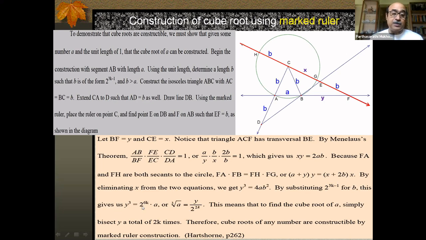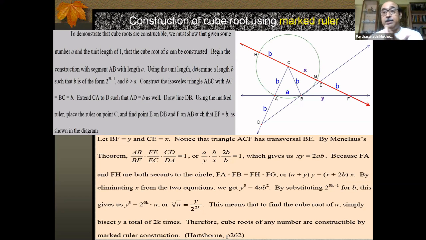We're taking the cube root of that. So power is 6k here. So what you get is this. That's the cube root of a. Y is a known length from this construction. And what this suggests is that it has to be bisected 2k times. So y is to be bisected 2k times to get the length.